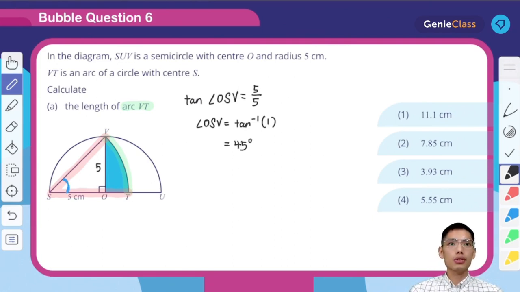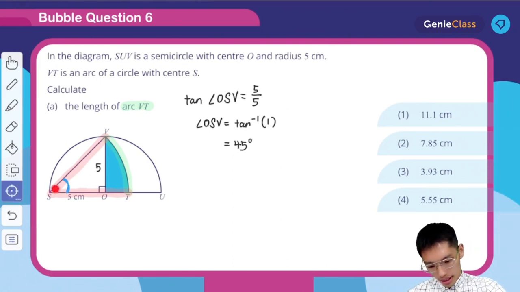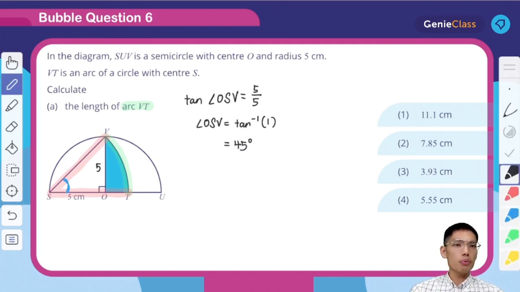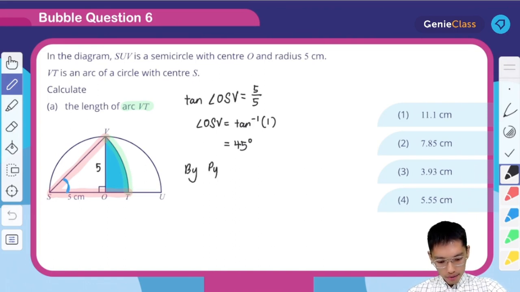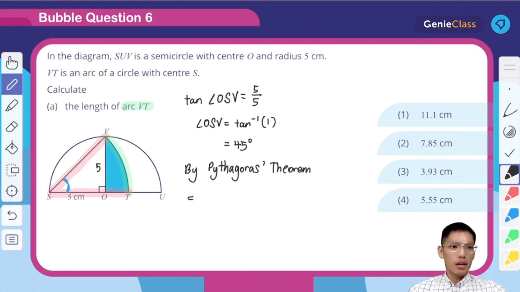Now from there, we actually need to find out this length over here. This is not a 5, right angle triangle. Again, we can use our Pythagoras theorem. So by Pythagoras theorem.